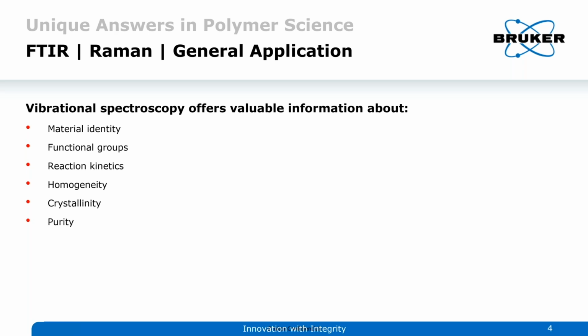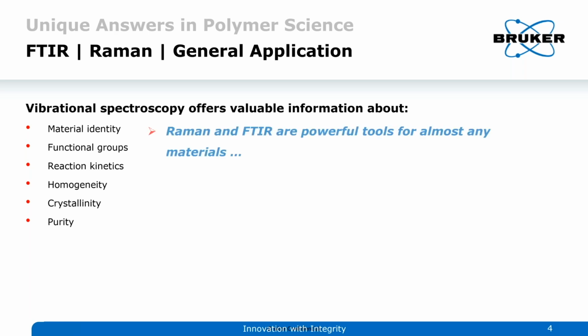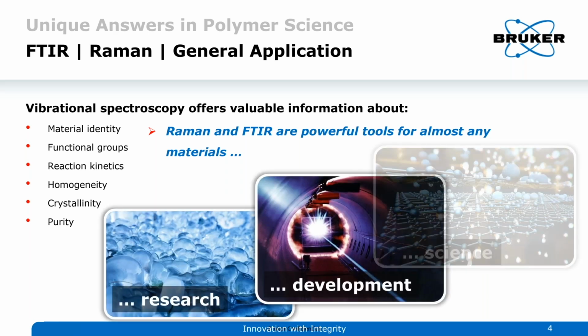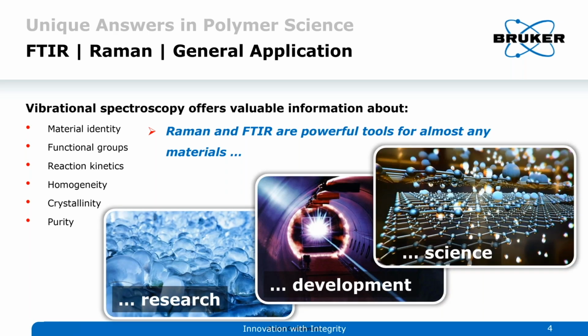You can also do purity studies. If you're looking at contaminants, one of the best ways is actually just to collect data from the whole area and then look for minority components. You can do that typically with a cluster analysis or something else. So again, they're really powerful tools for almost any materials, anything that has a covalent bond. And the areas where they're very applicable are in research, development, quality control, and just doing fundamental science.